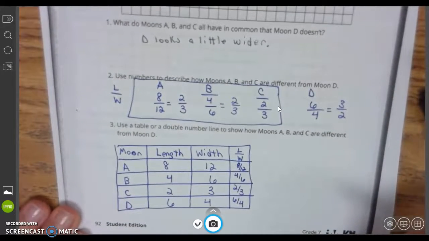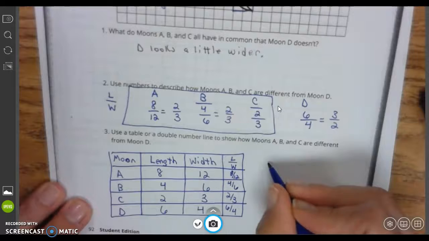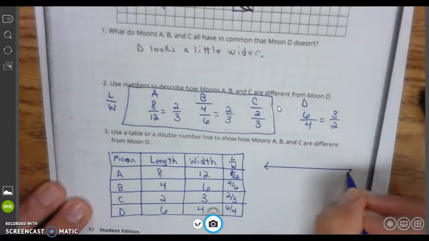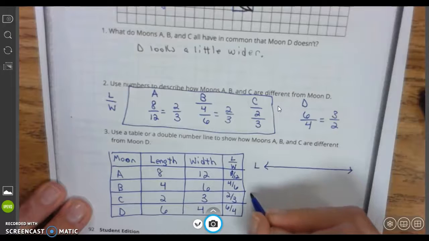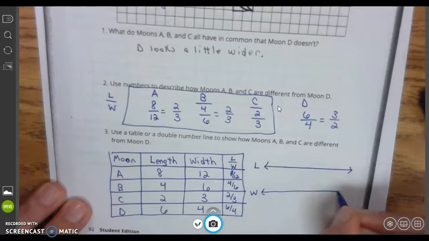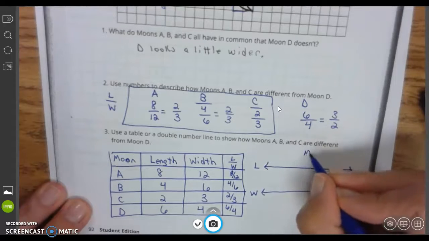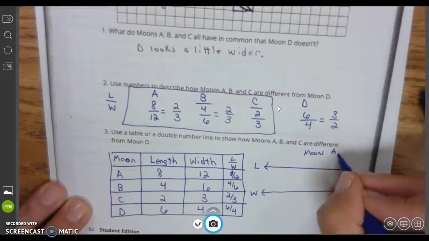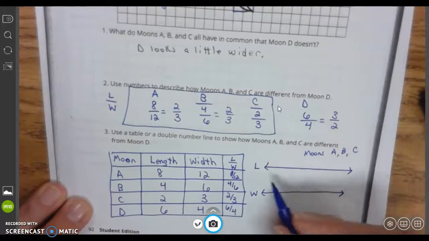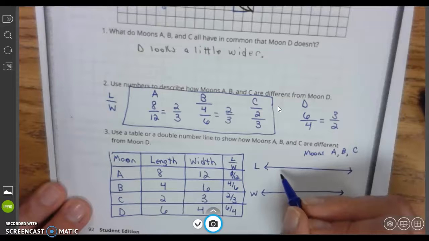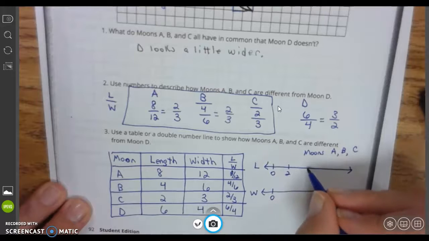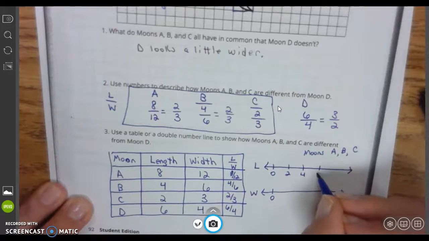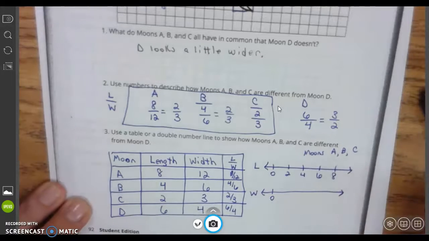We could also do a double number line. Around the top you would have length. On the bottom you would have width. So this works for moons A, B, and C because they were all the same. And we'll see how these ratios are equivalent. So the lengths went from 2, 4, 6, 8. So you'd have 0 at the same place. And then they go 2, 4, 6, 8.